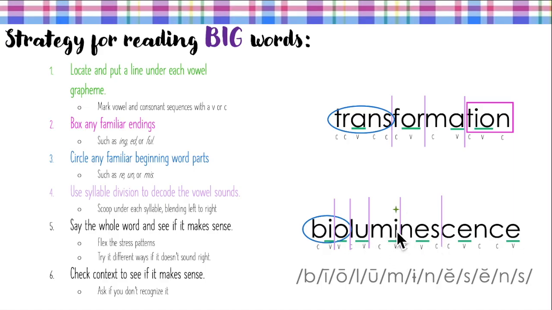Bioluminescence, but we realize this is a schwa, so I might even mark that further with a star. This is a schwa, with those C's on there. So yes, we are still breaking up into syllables, but we've got to use those open and closed syllable rules. We know we've got to use some of those syllabication rules, and that's just good practice to help get some of those big words going.